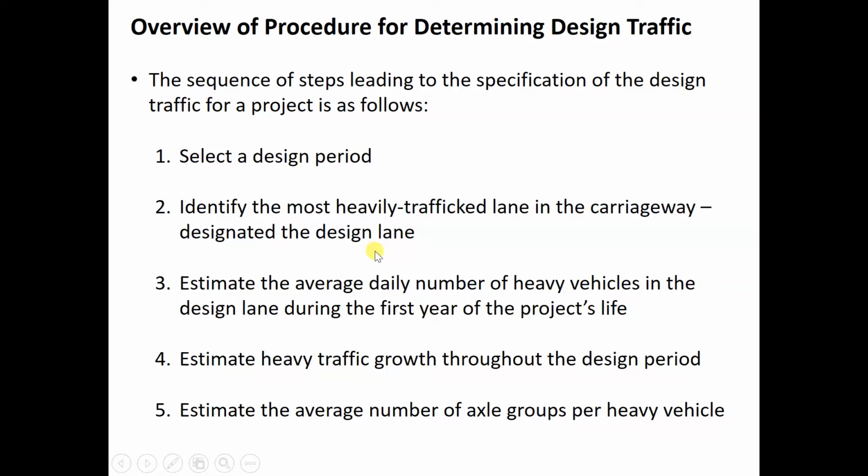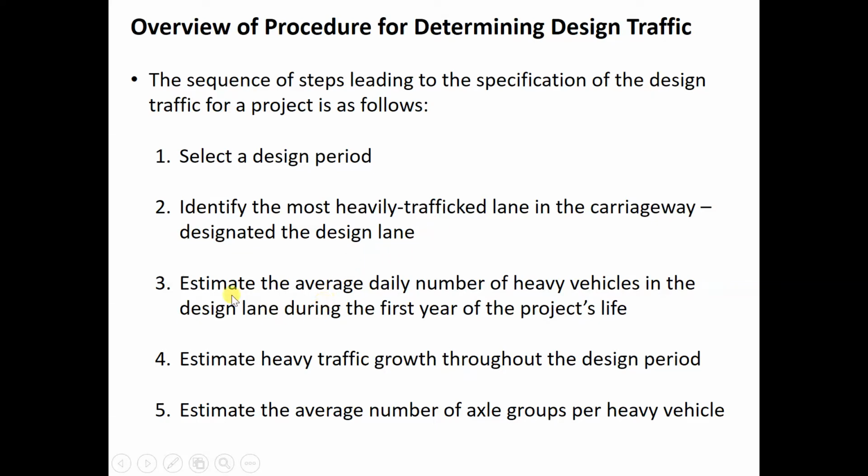So that means which one has the heaviest load? Okay, the one with the heaviest loading. So we need to design for that most heavily trafficked lane. Because we are talking more about the heavy vehicles rather than the light vehicles. Most of the time the light, faster vehicles will go in the fast lane. Let's say on a left-hand drive road, it will be the one near the center. Most of the heavy vehicles will be on the left-hand side.